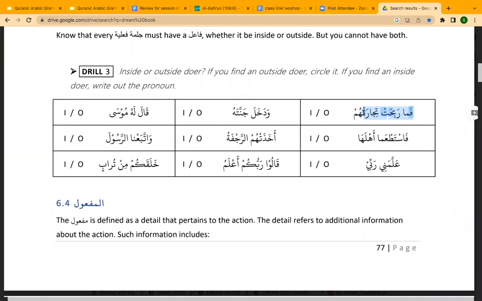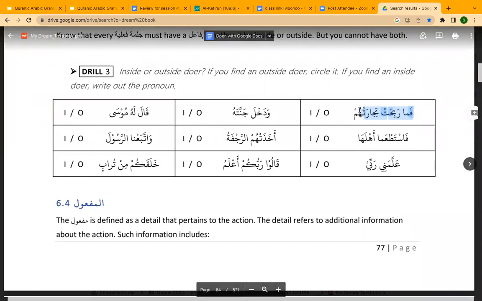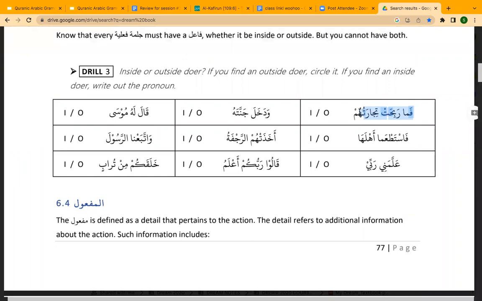Now we just reviewed this concept that your gender should match. Ideally, in an ideal circumstance, your gender should match. We are not talking about exceptions, but in an ideal situation, the gender of a fail and fi'l should match. So here is feminine. Rabihat is here feminine. So tijaratu, what do you think about the gender of this word? Is it feminine or masculine? It's feminine. So hum could never have been a doer for the Rabihat, right? Their gender does not match, right?